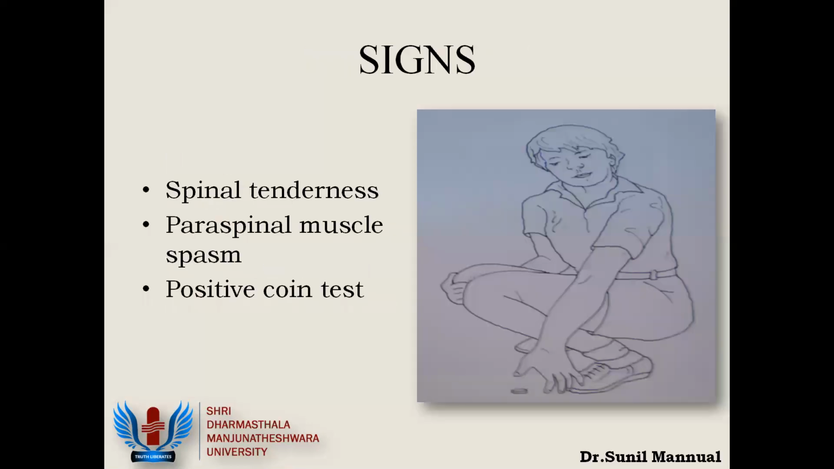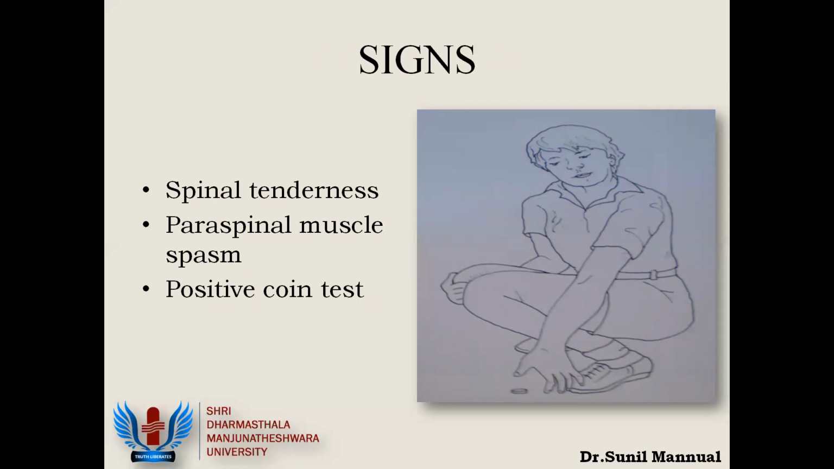Moving on to slide number 14. The most common sign that we get in a patient with tuberculosis is spinal tenderness, both tenderness of the spine as well as severe paraspinal tenderness. That is what we get. And the characteristic feature here is paraspinal spasm.